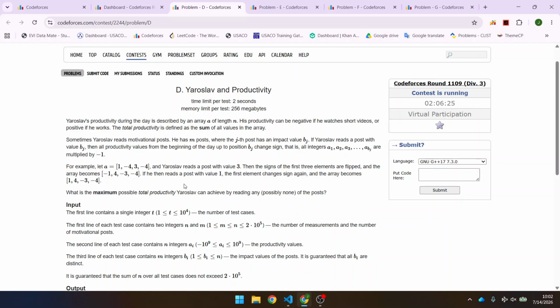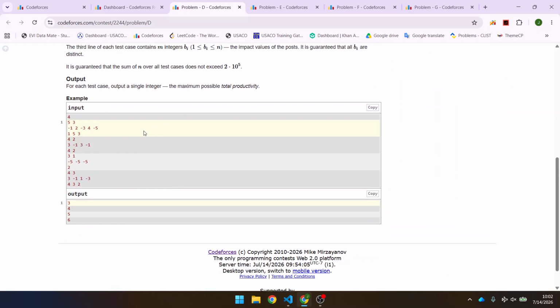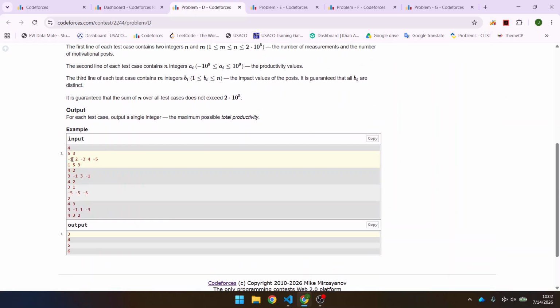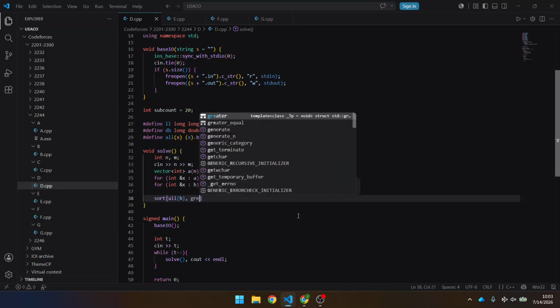So basically, we can flip the signs of some length of the beginnings, right? Okay, so if we flip 1 and then over here and then over here. So if we flip 5 over here. Okay, so just sort them in decreasing order.